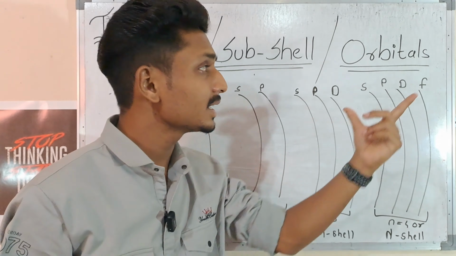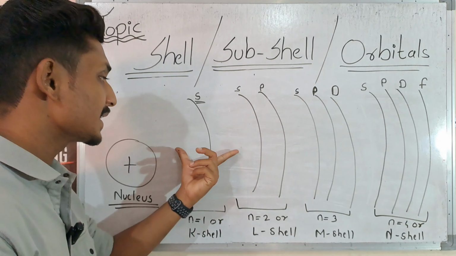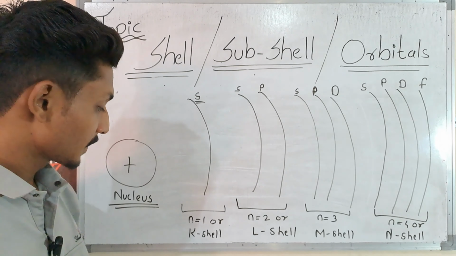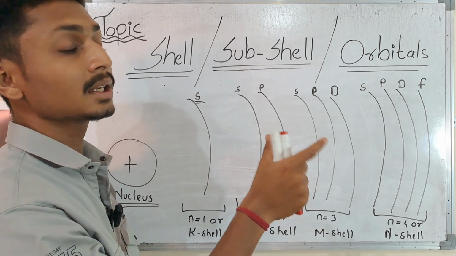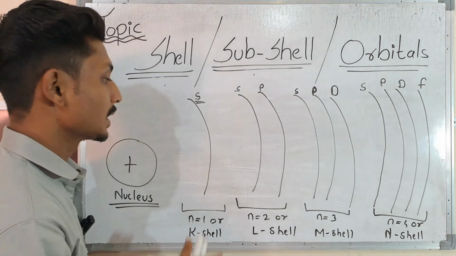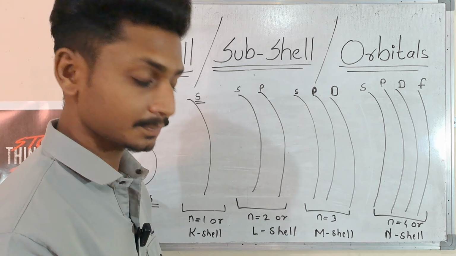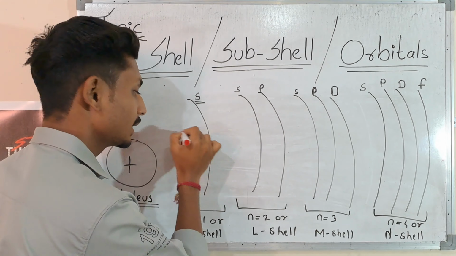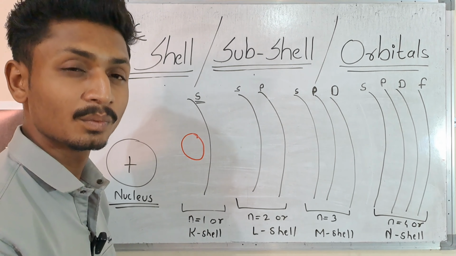Further, subshells contain orbitals. Shell containing subshell, subshell containing orbitals. Means yes, S subshell contains only one orbital.